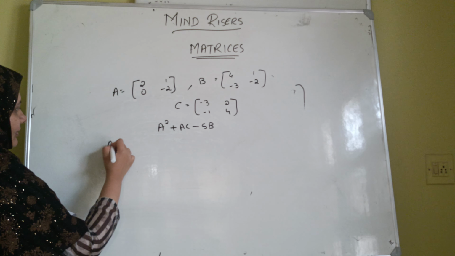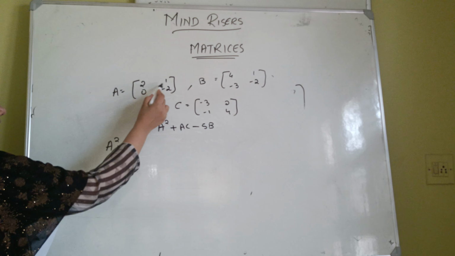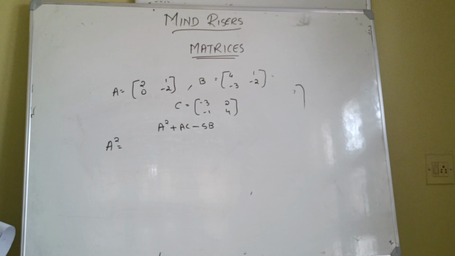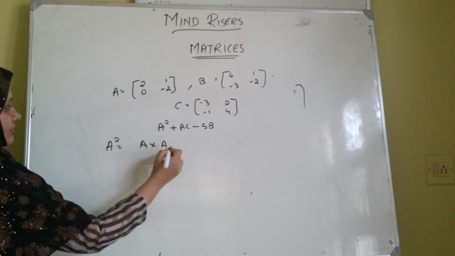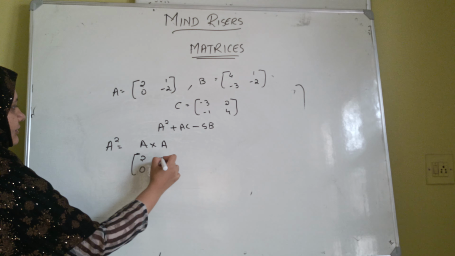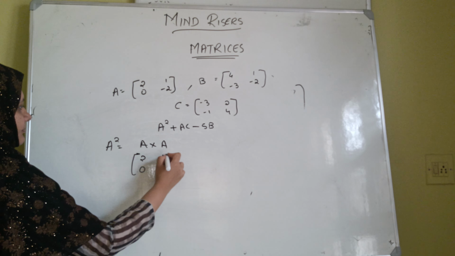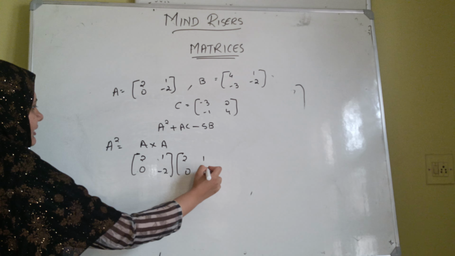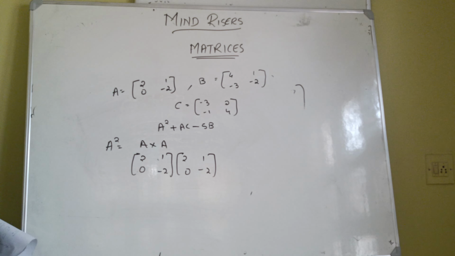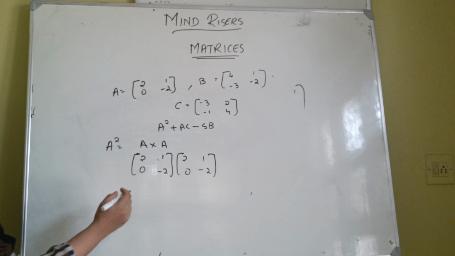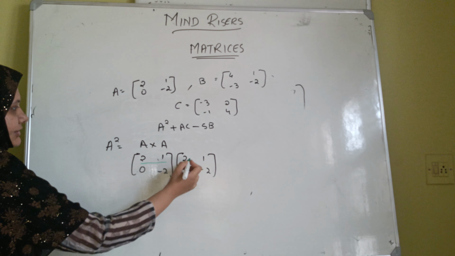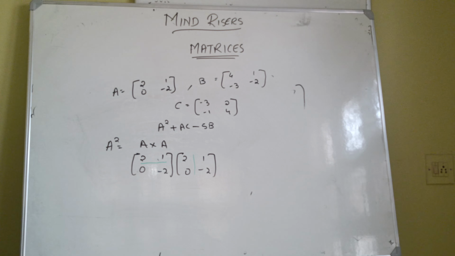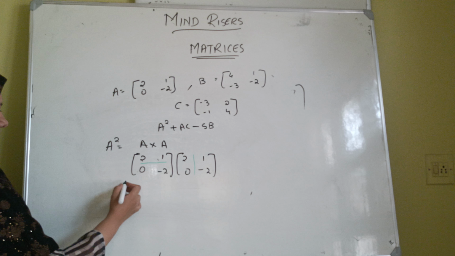So I'll take A square first. Now A square does not mean squaring every element of the matrix A. A square means A into A. So 2, 0, 1 and minus 2, times 2, 0, 1 and minus 2. Now when we are multiplying these two matrices, take a pencil and draw a horizontal line this way and a vertical line this way, only in order to not get confused. Okay, so how do we do the multiplication?